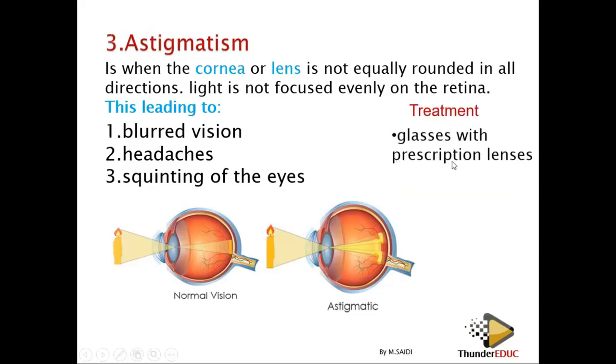Treatment. How do you treat this? Number one, you can treat it by putting on glasses with prescription lenses. It depends on the severity of your astigmatism, then the prescription of lenses will be given to you. Then contact lenses. You can put them on your eye so that they bring about the normal focusing of the image. Then lastly, laser therapy. It means that you can cut off that cornea, or scoop it out so that it becomes evenly distributed.